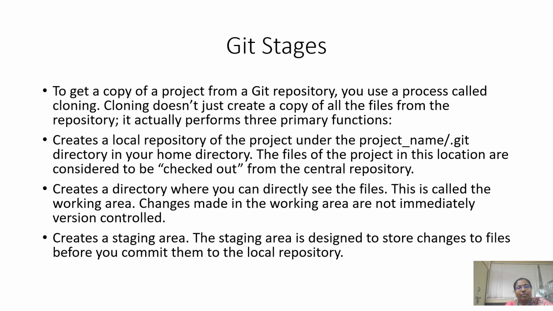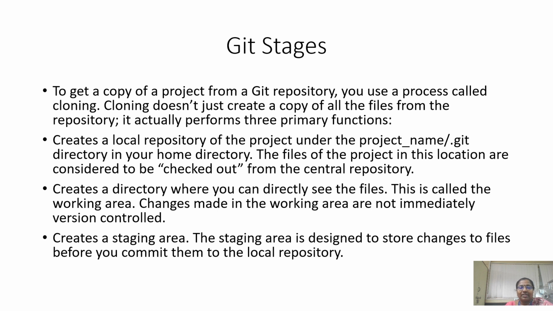So to get a copy of a project from a Git repository, you use a process called cloning. Cloning does not just create a copy of all the files from the repository, but actually it performs three primary functions. First, it creates a local repository of the project under the project name/.git directory in your home directory. So the files of this project in this location are considered to be checked out from the central repository.